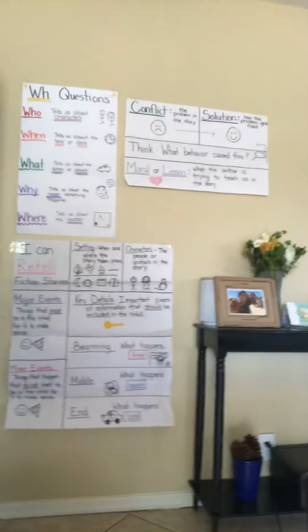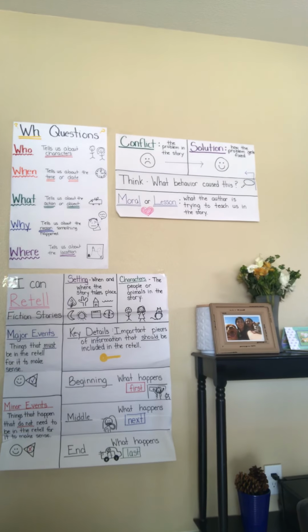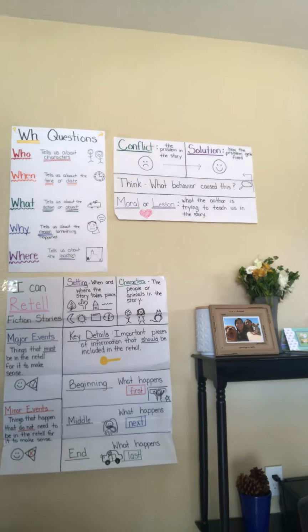All right, the characters are the people or the animals the story is about. We do have an anchor chart right there at the bottom. It says the characters on the corner up there in green, and Miss T has drawn a boy, a girl, and a kitty cat. Characters can either be the people or the animals in the story. So let's go ahead and do our chant to help us remember that. The characters are the people or the animals the story is about. One more time. The characters are the people or the animals the story is about.